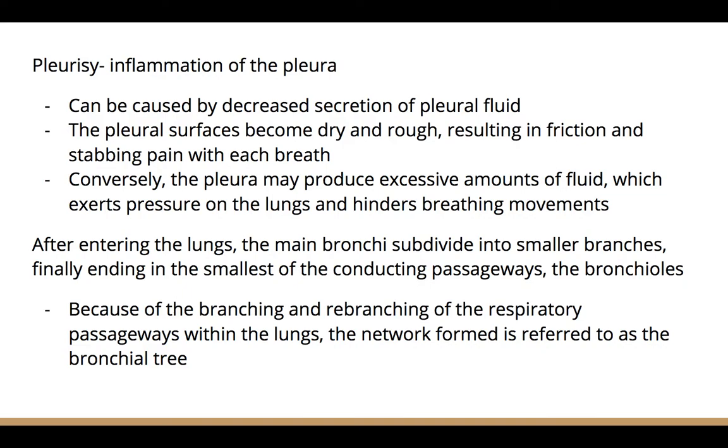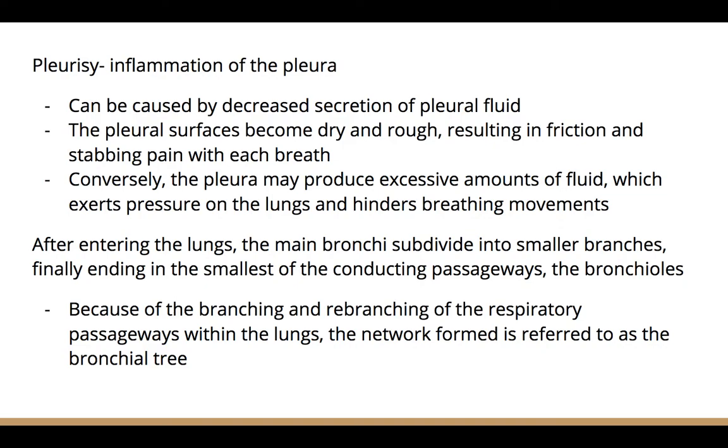Pleurisy is inflammation of the pleura. It can be caused by decreased secretion of pleural fluid. The pleural surfaces become dry and rough, resulting in friction. Conversely, the pleura may produce excessive amounts of fluid, which exerts pressure on the lungs and hinders breathing movement.